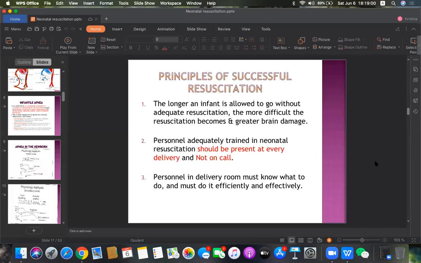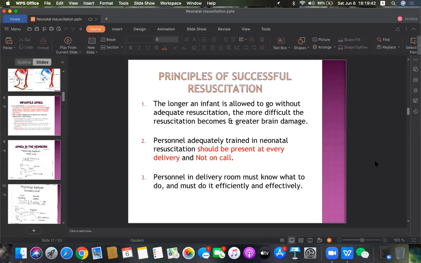Okay, so these are the principles. I'll go a little bit quickly here. There's nothing to understand. The longer an infant is allowed to go without adequate resuscitation, the more difficult the resuscitation becomes and the greater the brain damage. I can explain this by the primary apnea and secondary apnea example again. In the beginning, probably the baby was in primary apnea, and if I don't do proper resuscitation there, the baby will develop secondary apnea, and it will be very difficult for that baby to revive because hypotension has already occurred.